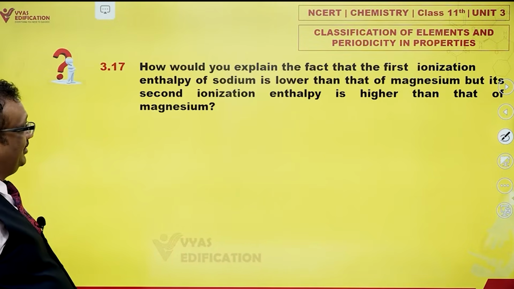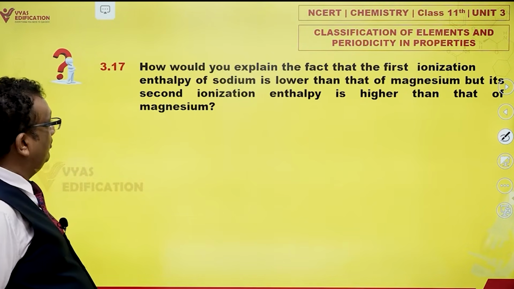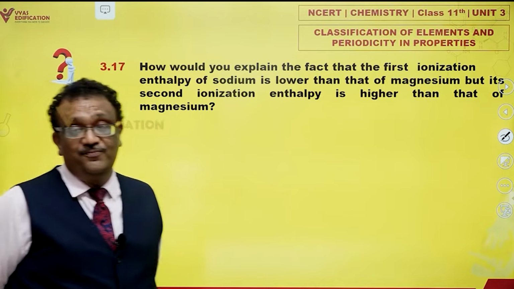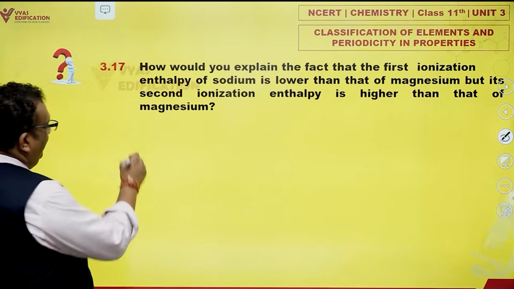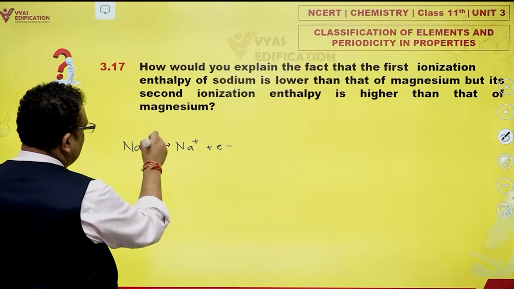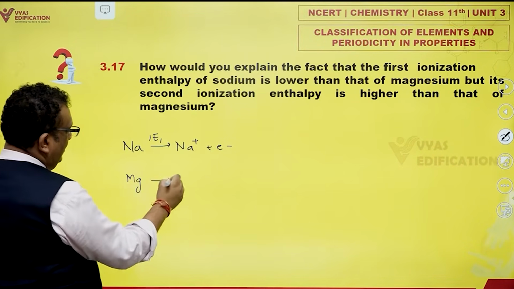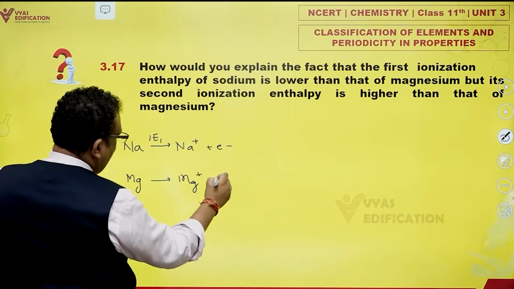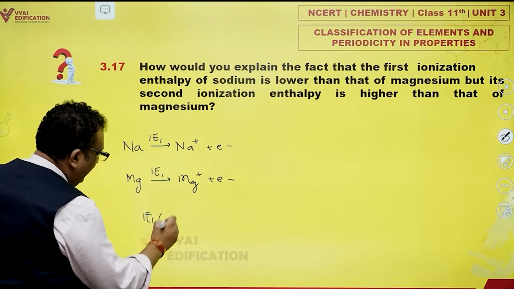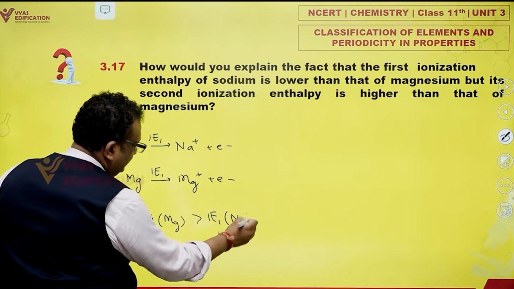How do you explain the fact that the first ionization enthalpy of sodium is lower than that of magnesium, but its second ionization energy is higher than that of magnesium? Okay. Now if I make Na to Na plus, this is IE1, and Mg to Mg plus plus an electron, this is IE1 for magnesium. Now IE1 for magnesium is higher than IE1 of sodium.